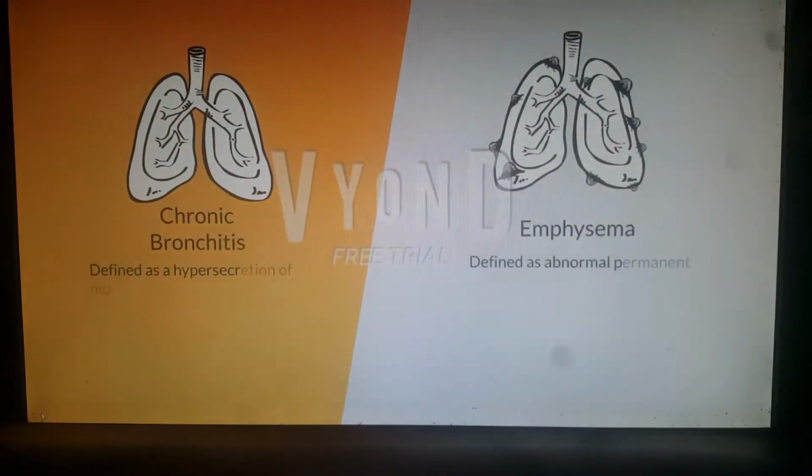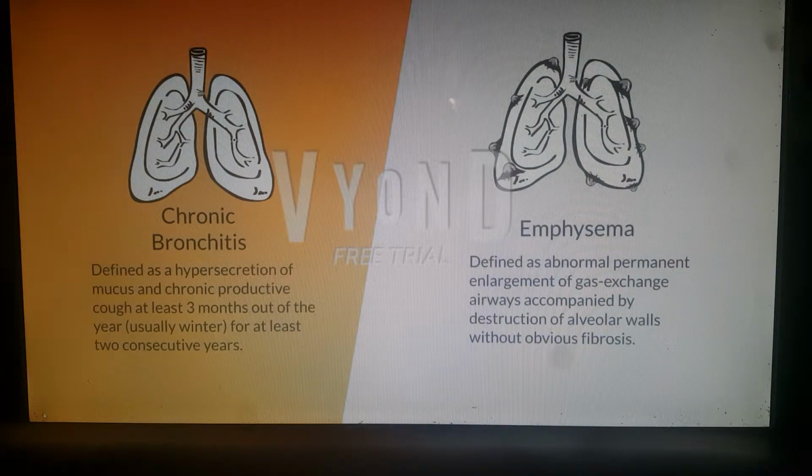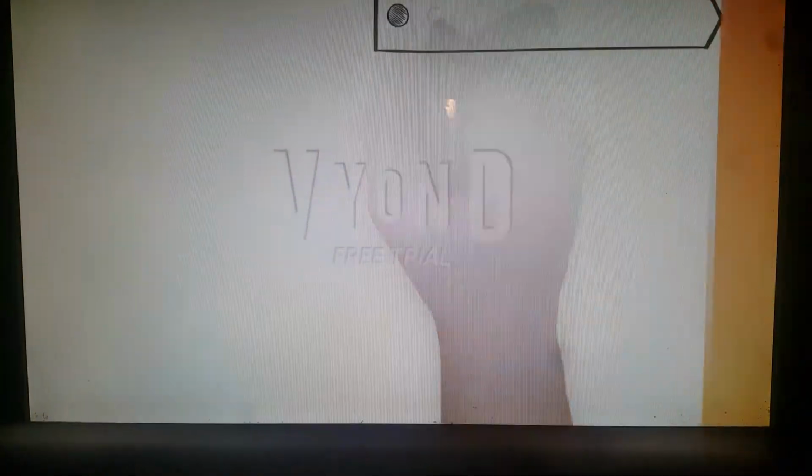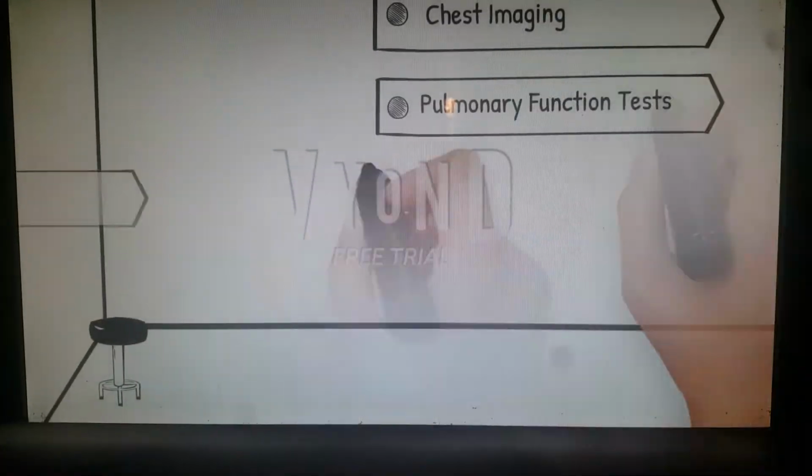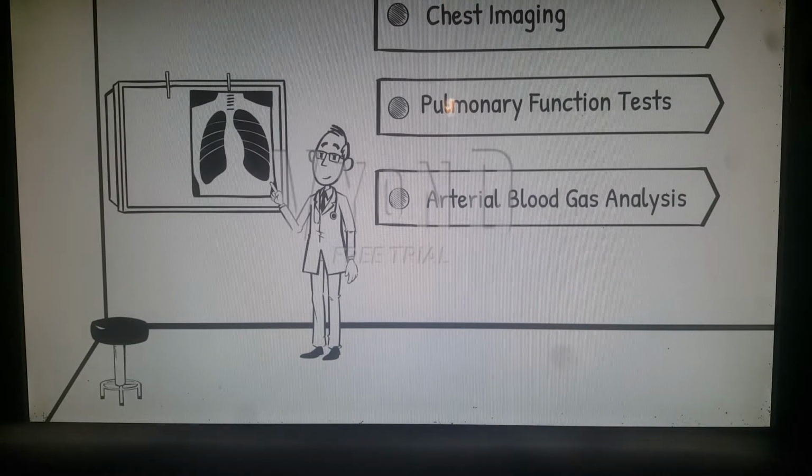COPD is an umbrella term that includes chronic bronchitis and emphysema. A chest X-ray can show emphysema. A CT scan detects emphysema and rules out cancer. PFTs measure the amount of air you inhale and exhale, and how much air you can blow out. ABGs monitor oxygen and carbon dioxide in the blood, along with other parameters.